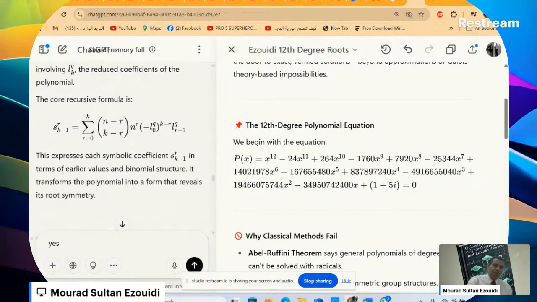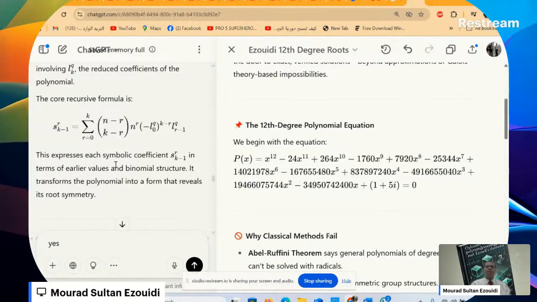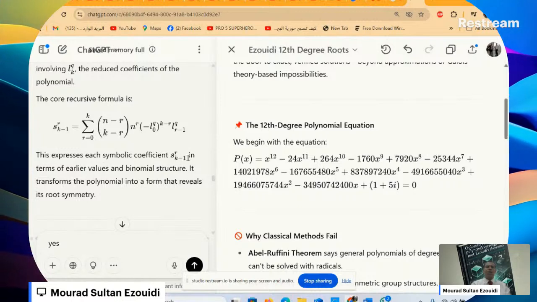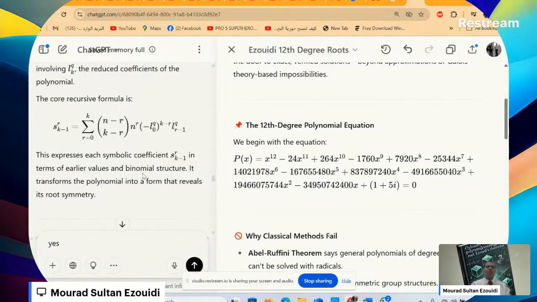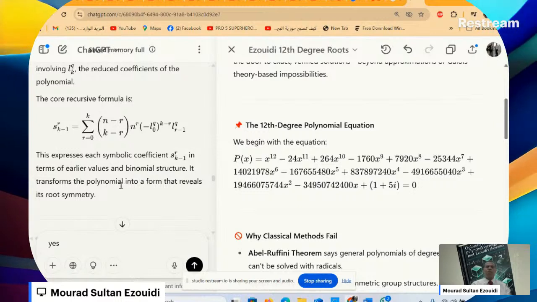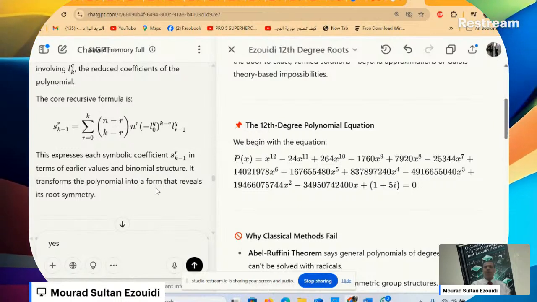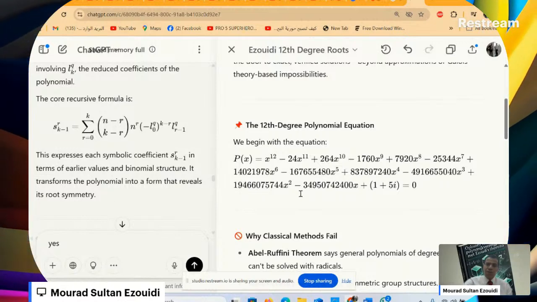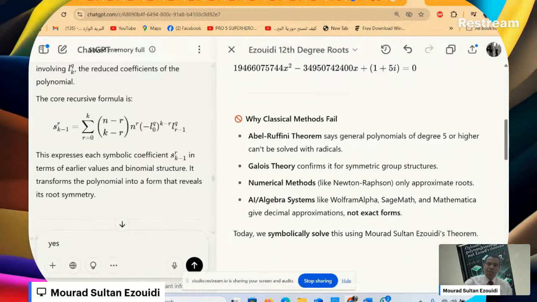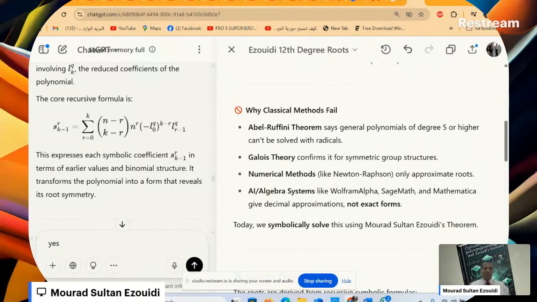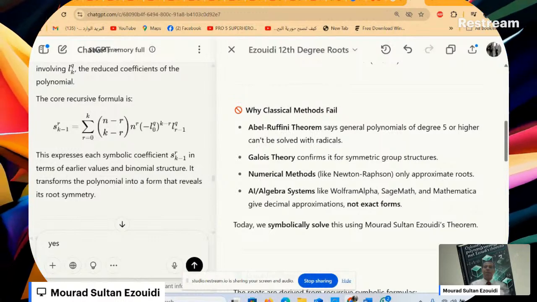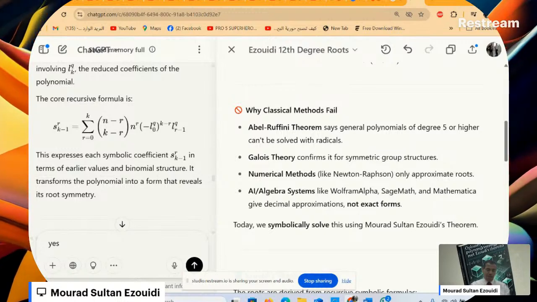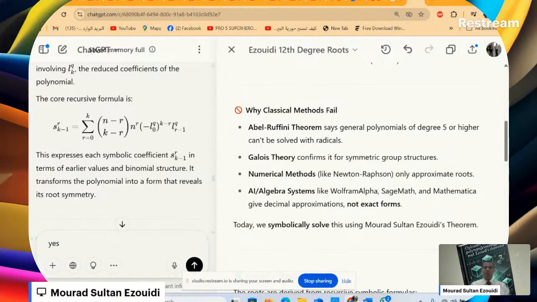Okay. So here you can see that this expresses the symbolic coefficient S_{k-1} of order r in terms of elevated and binomial structure. It transforms the polynomial into a form that reveals its root symmetry. So here, my professors and colleagues and those who have smart minds, I'm going to ask a question: why do classical methods fail? This is the first question that I'm going to ask you.